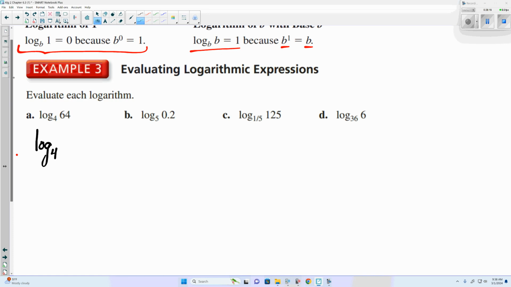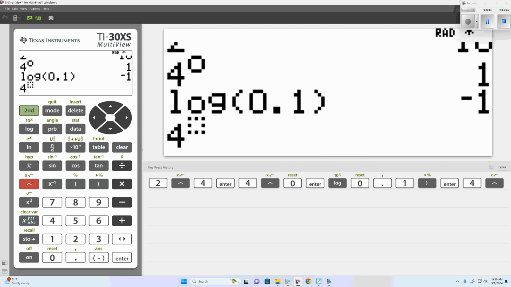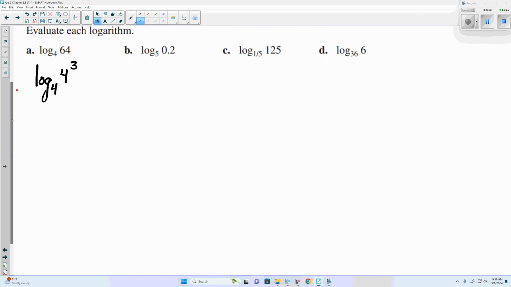Because one of them says log base b of b equals 1. When the base and what's inside are the same, it equals 1. Well, here our base is 4. So if we can rewrite 64 as 4 to a power, that's going to help us. Because 4, we can take a guess to what power is 64. 4 to the third is 64.